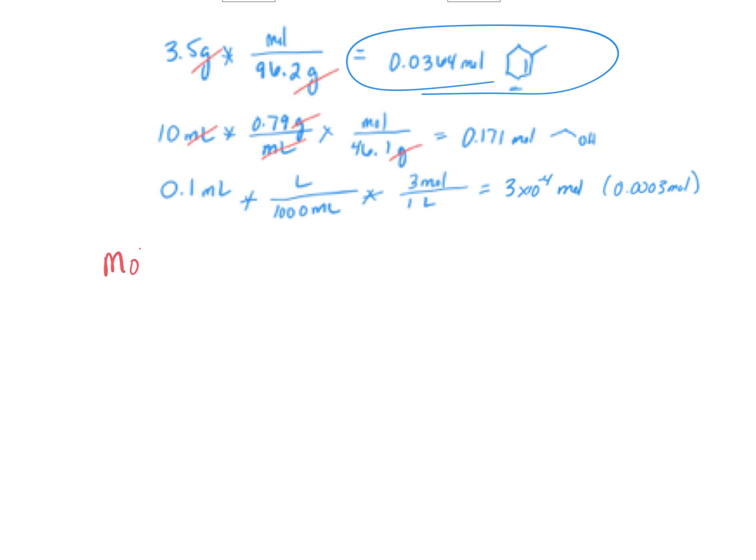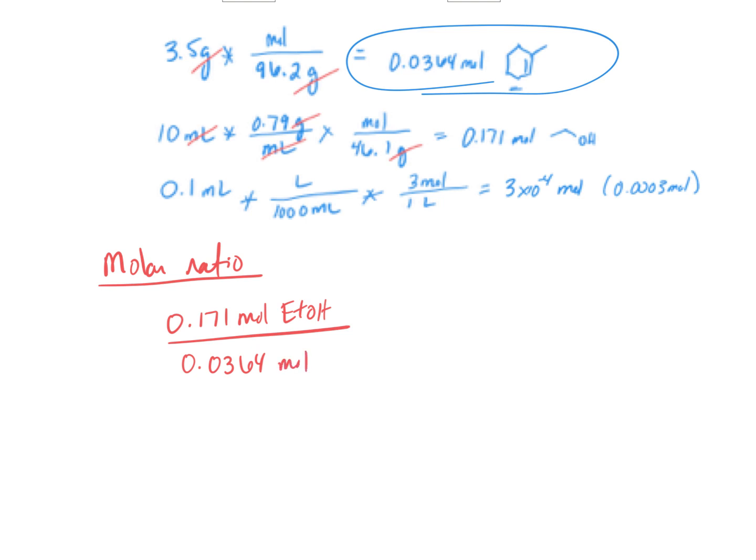So figuring out our molar ratio is real simple. So we take 0.171 moles of ethanol is what we have for every 0.0364 moles of methylcyclohexene, sorry. That gives us a ratio of 4.7, give or take, to 1, right? So that's 4.7 moles of ethanol to 1 mole of this guy, okay?